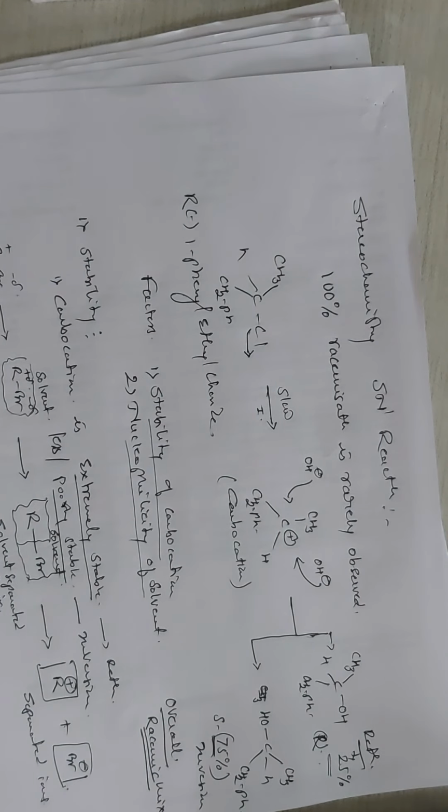Now in the next lecture we will see how it changes the configuration of the product when the carbocation is extremely stable or less stable. The stability of carbocation can be studied using these factors: the inductive effect, resonance effect and hyperconjugation decide the stability of the carbocation. How the stability is studied, we will see in the next lecture. Okay, thank you very much.